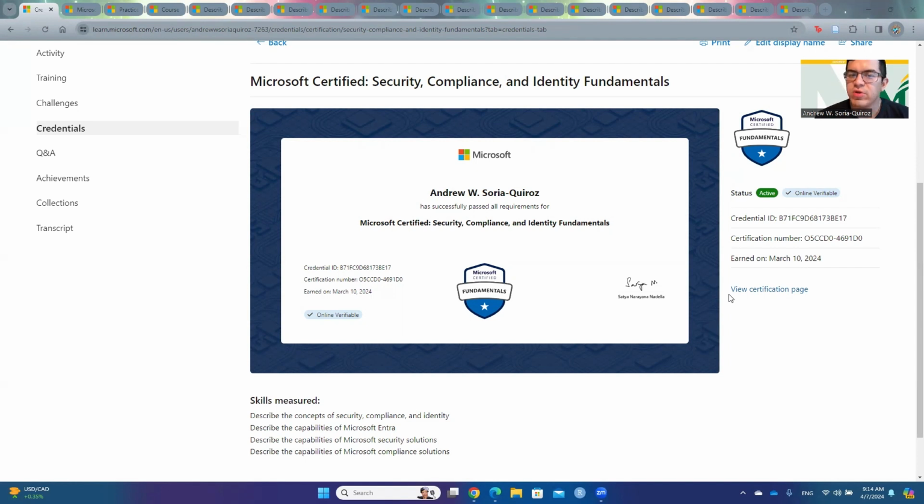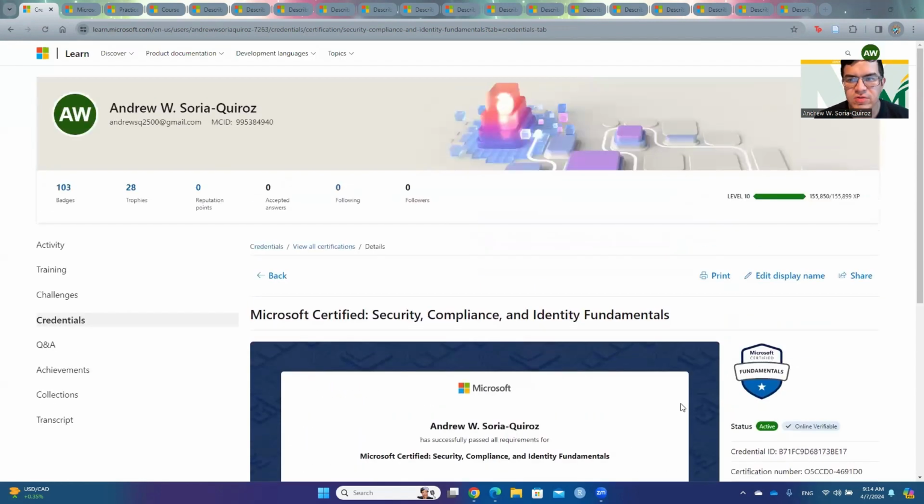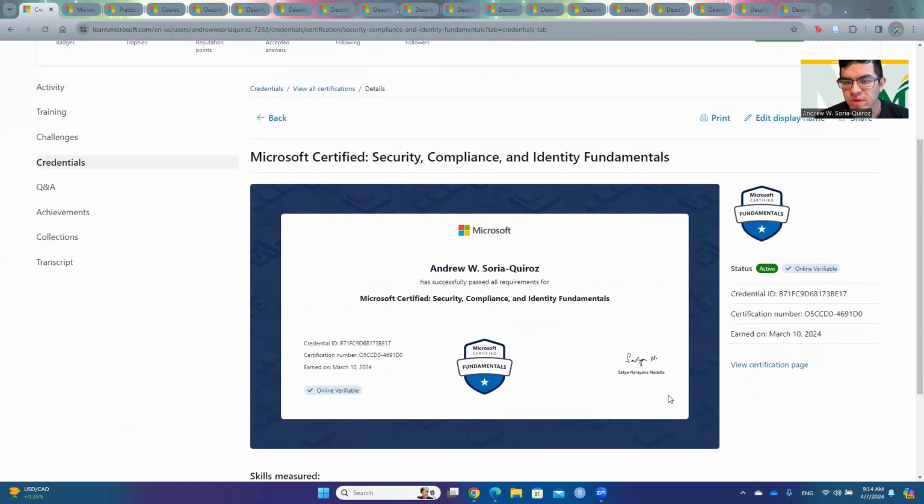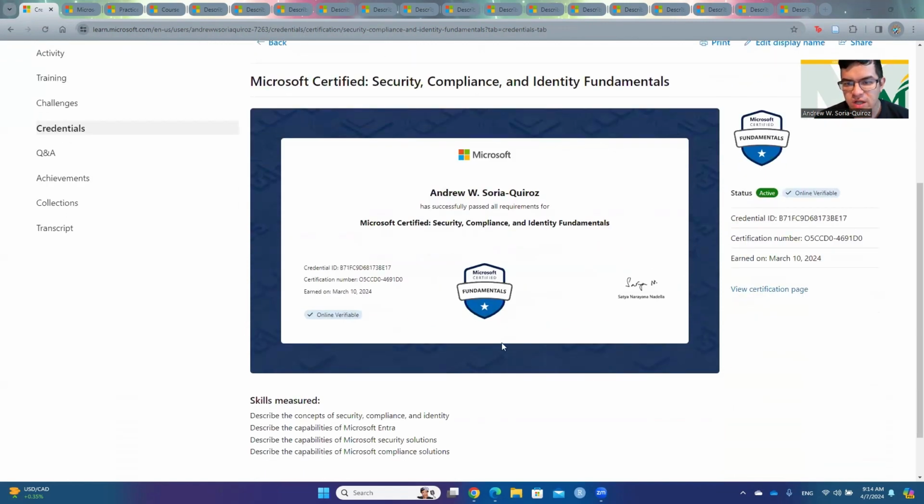In this case, we're going to go through another Microsoft certification. This is the Security, Compliance and Identity Fundamentals, also known as the SC-900, as you can see here. I took my certification on March 10th, and I will go through the main concepts for the certification, some tips that I find useful to pass, and some other stuff to go through as well.